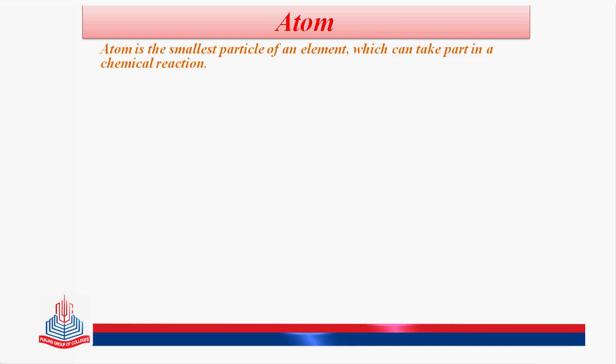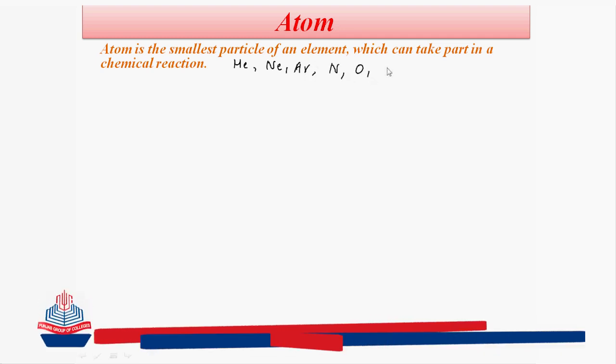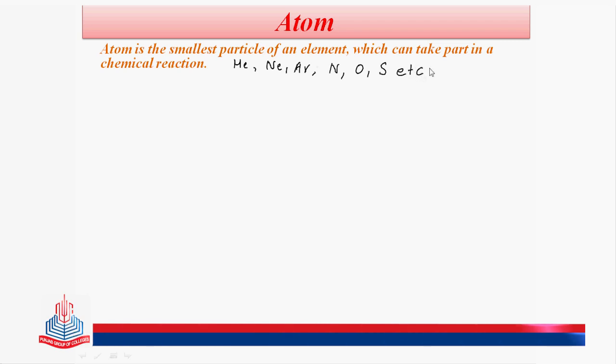An atom is the smallest particle of an element which can take part in a chemical reaction. यानी जब हम बात करते हैं एक एटम की, तो ये एक एलिमेंट का सबसे स्मॉलेस्ट पार्टिकल है. ये वो स्मॉलेस्ट पार्टिकल है that can take part in a chemical reaction. For example, helium, neon, argon, some of the noble gases, nitrogen, oxygen, sulfur, etc. These are the examples of some of the atoms.